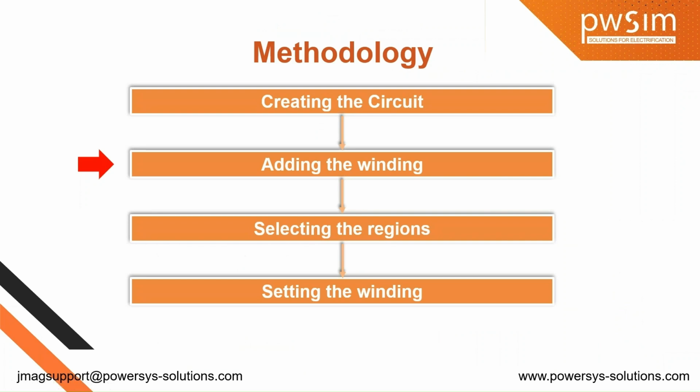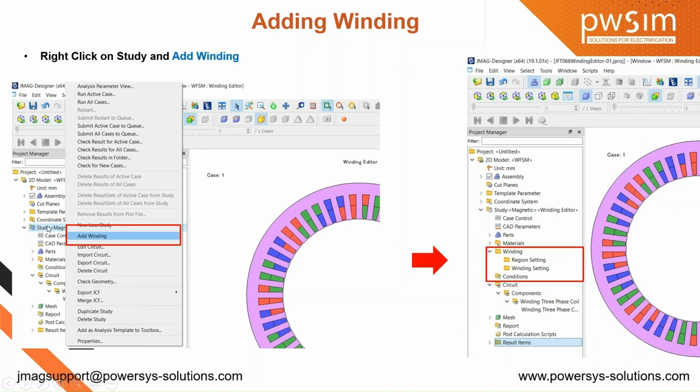Coming to the second step, we will go through the add winding option. Here again, right clicking on the study, you can see the add winding option. By clicking on it, a particular section will be opened in our project model. Under the project manager, you can see the 2D models. A study will be created, and under that study you can see the winding.